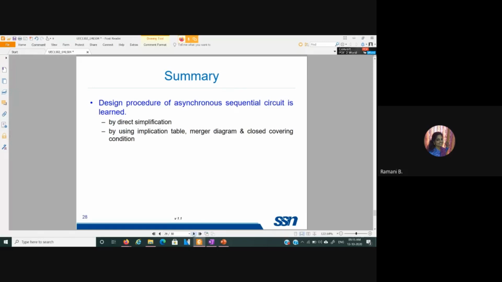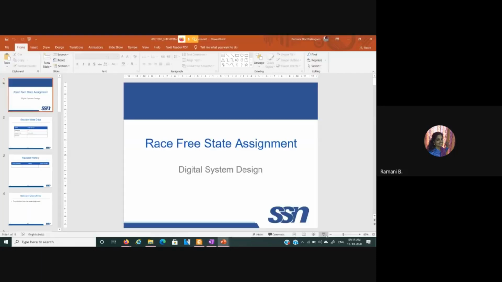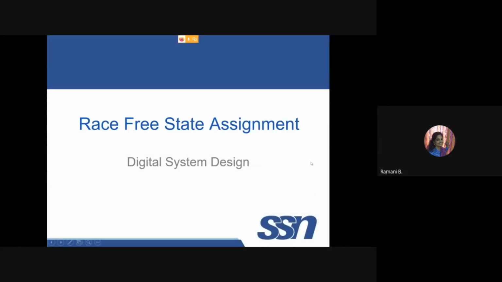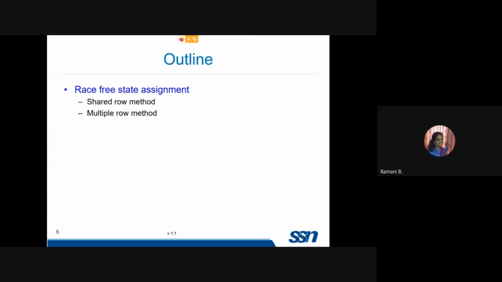So with respect to the design, we have seen the direct simplification and how you could do these things by using the implication table, merger diagram, and the closed covering condition. I have given some few questions over there. So next we shall start with race-free state assignment. I was mentioning we cannot just assign values for the states like that, because we need to ensure that race conditions do not occur with the state assignment. As such, we have two methods for race-free state assignment: shared row method and multiple row method.